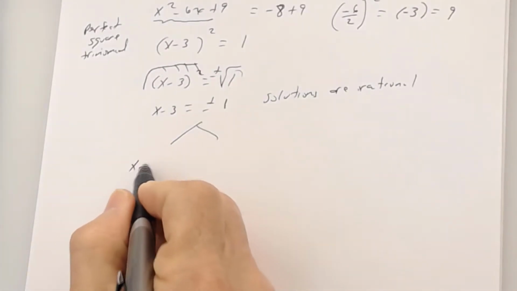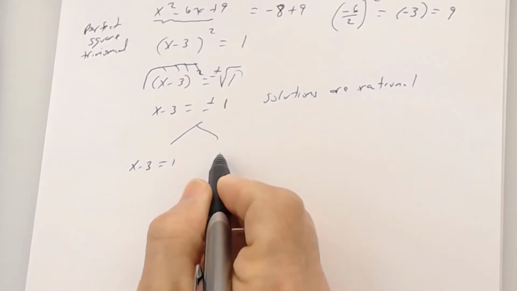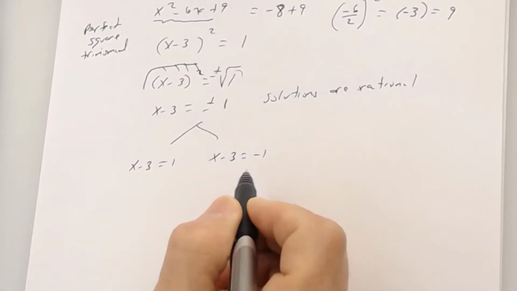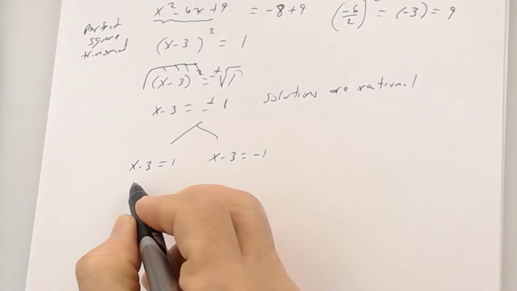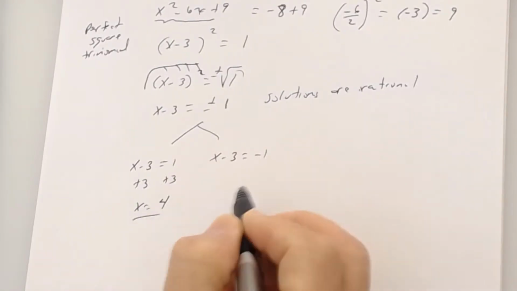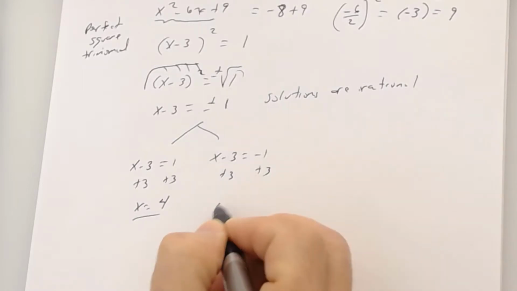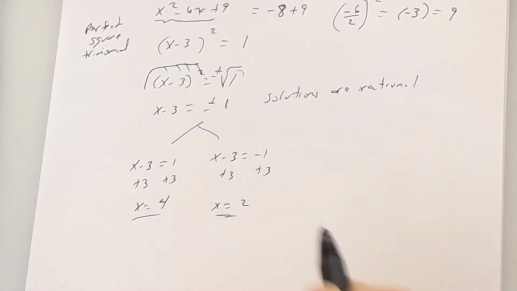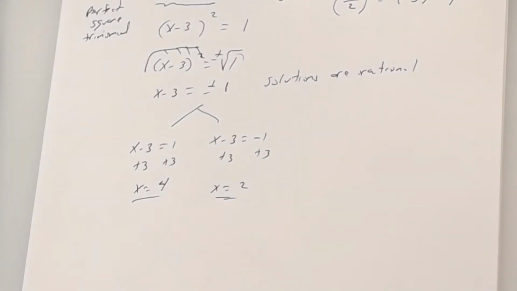So you can say x minus 3 equals a positive 1, and x minus 3 equals a negative 1. Add 3 to both sides. So what's one of your solutions? 4. Add 3 to both sides. What's the other solution? 2. All right. Okay, so that was a quick review of completing the square.